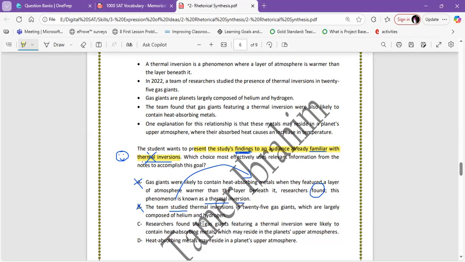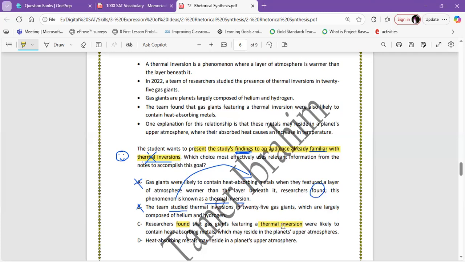Look here now. He said found. Findings found. Researchers found that gas giants featuring a thermal inversion were likely to contain heat absorbing metals which may reside in the planet's upper atmosphere.